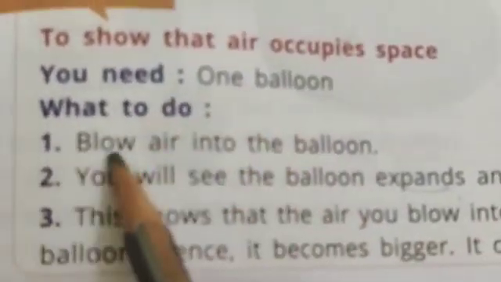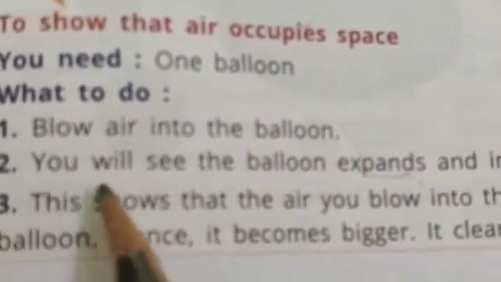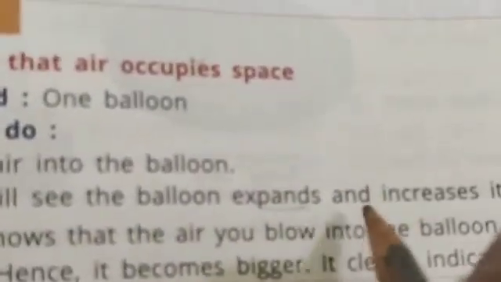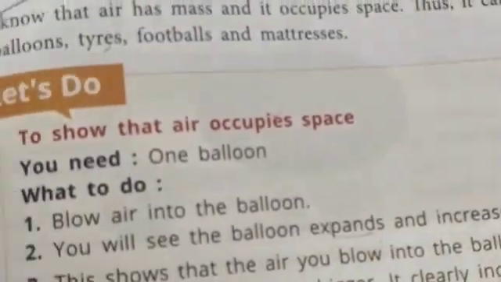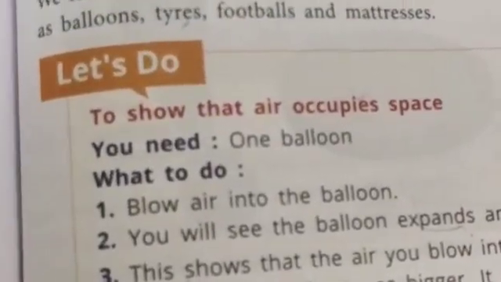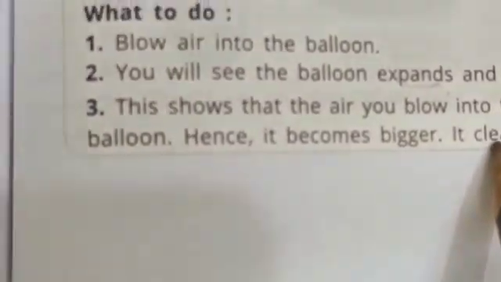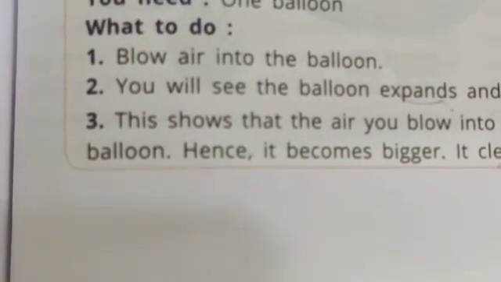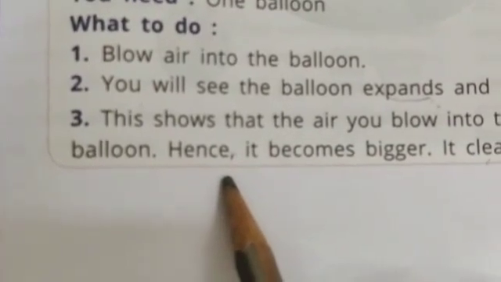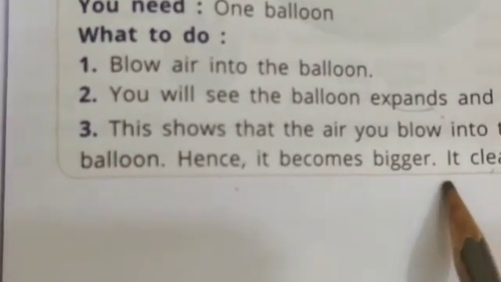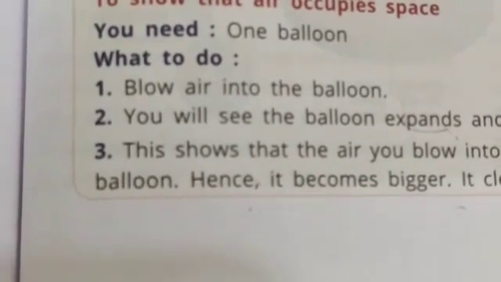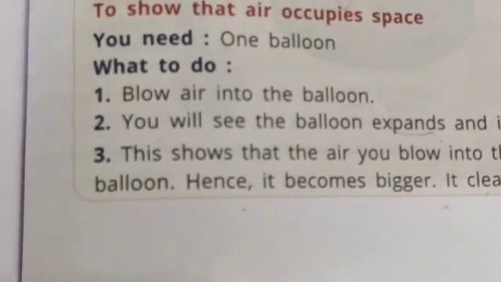Balloon. What things you need? One balloon. Blow air into the balloon. You will see the balloon expands and increases in shape. This shows that when you blow in air, the space inside the balloon is filled by air and it becomes bigger. This clearly shows that air occupies space. So the first property of air is it occupies space.